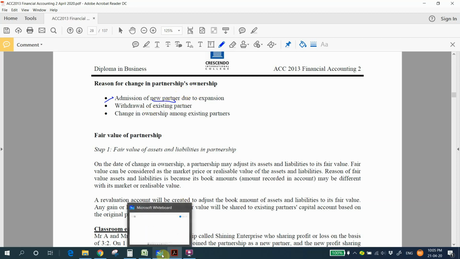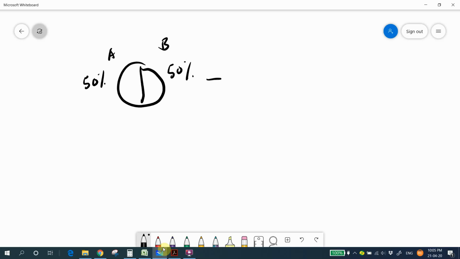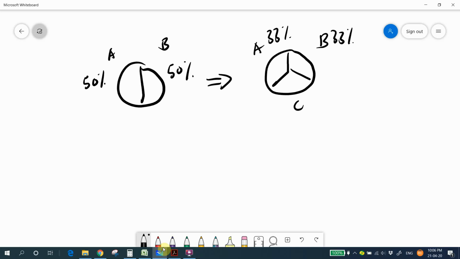I can give you some illustration. For example, you have a partnership, let's say Mr. A and Mr. B. Originally Mr. A and Mr. B share the profit or loss equally, and after the admission of a new partner, let's say Mr. C, the percentage may change to 33% for each. So admission of a new partner will definitely change the ownership percentage in a partnership.